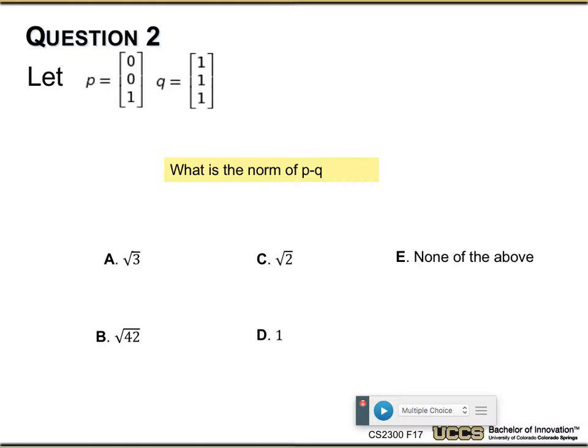Can you speak a little louder? Right, that is the norm. So you subtract them, you get this, and then I do the square root of -1 squared plus -1 squared plus 0 squared, and I get the square root of 2, and the answer was C. So that gives us the magnitude, or the norm.